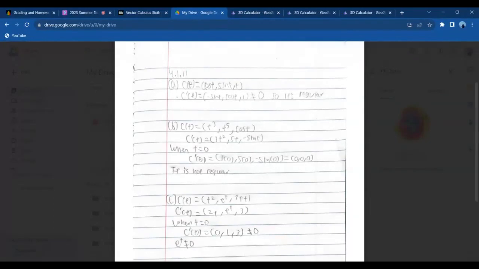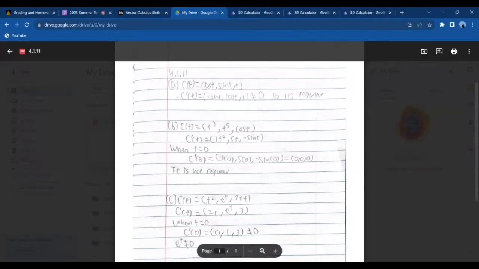Nice. For B, we have c of t equals t to the third, t to the fifth, and cosine t. Once we take the derivative of that, that is 3t squared, 5t to the fourth, negative sine t.